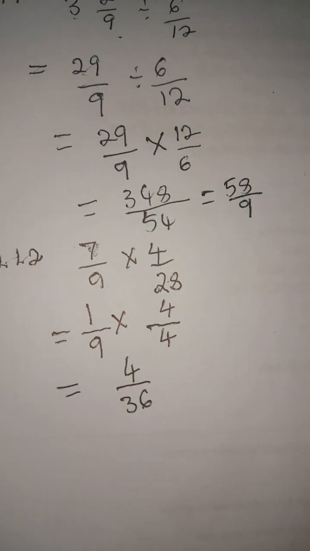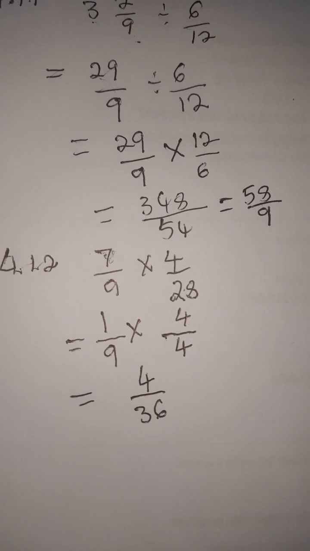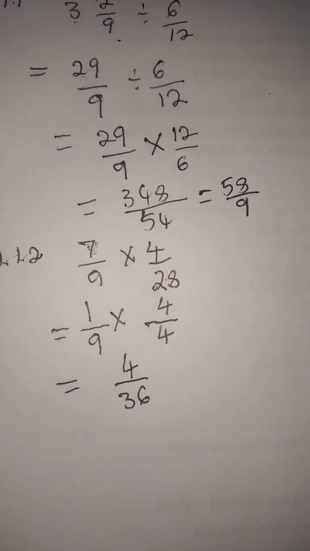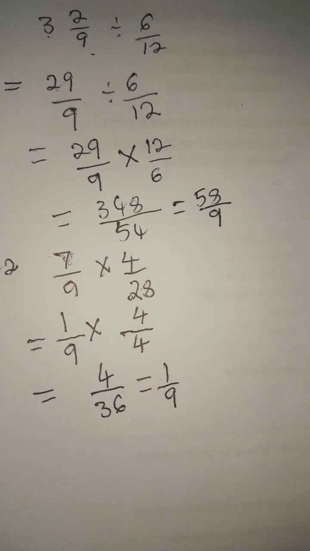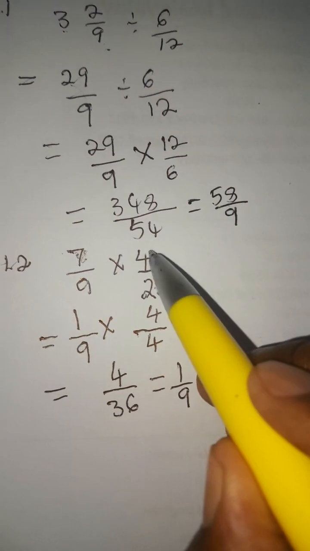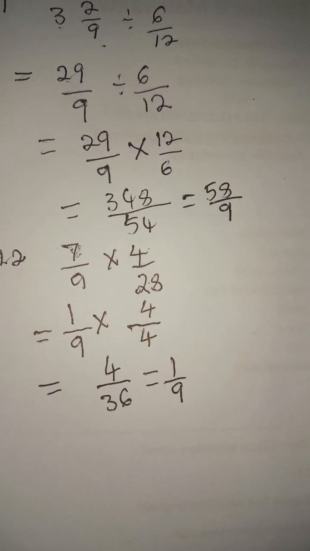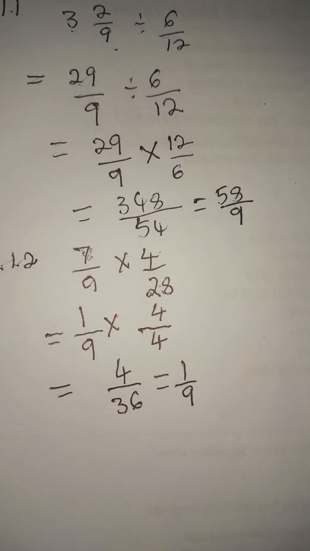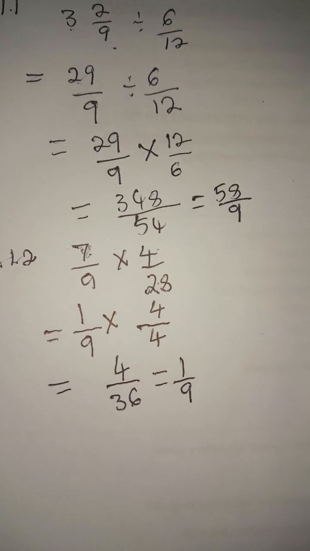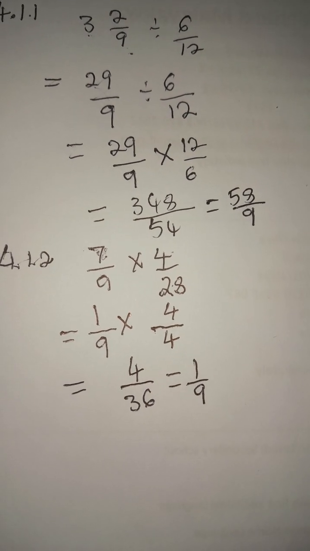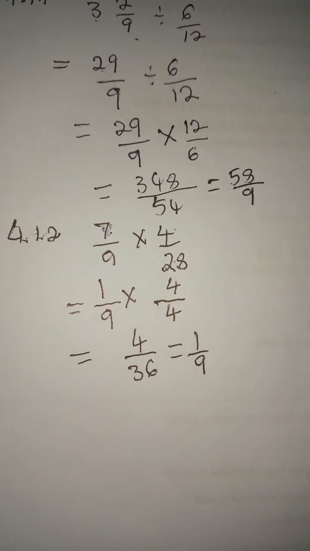So in other words, you're going to have 4 divided by 36. That will be 1 all over 9. Even if you use the other method, by saying 7 times 4, which is 28, then you also multiply 9 times 28, you get 252. So 28 divided by 252, what do you get? 1 all over 9. So it still gives you the same answer, right?